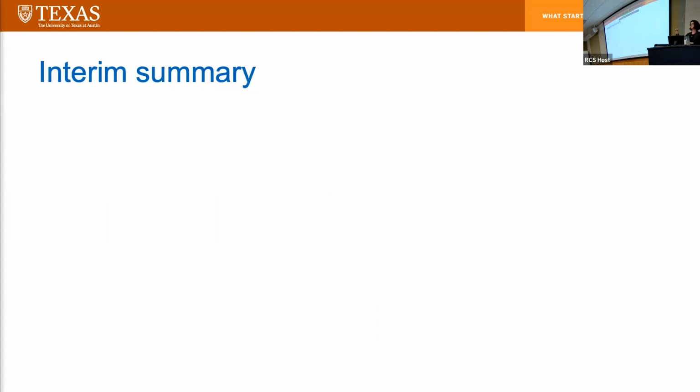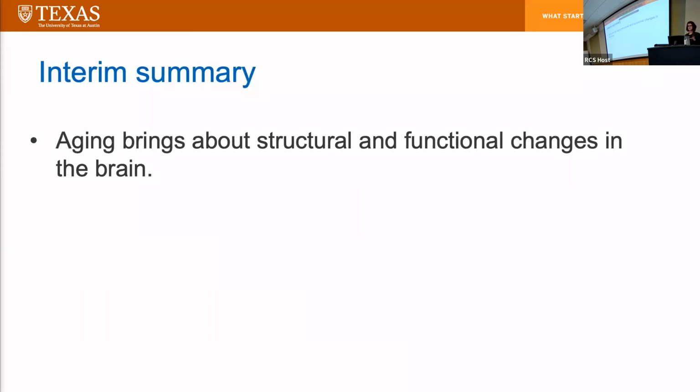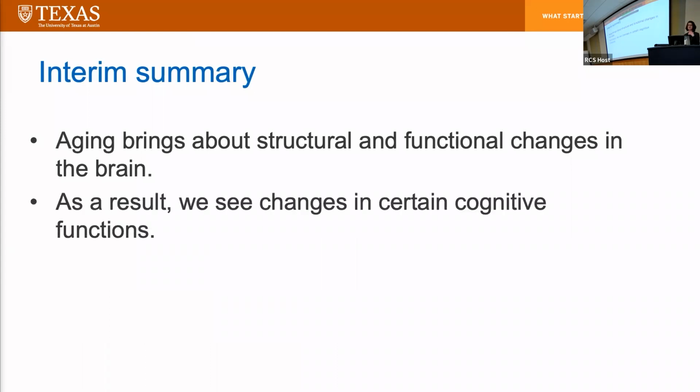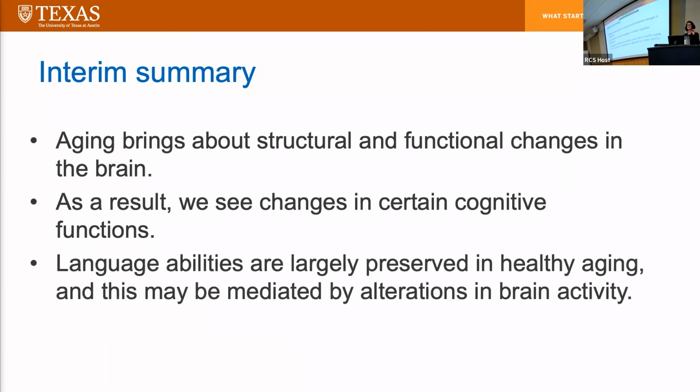Okay, quick interim summary before we start talking about language impairment. So the aging brain experiences both structural and functional changes, and this manifests as changes in cognitive function. When we look at language specifically, we see that most abilities are largely preserved in healthy aging individuals. And when we look at the imaging studies where this has been investigated, we see that there may be changes in underlying neural activation that promote maintenance of language skills despite brain aging.